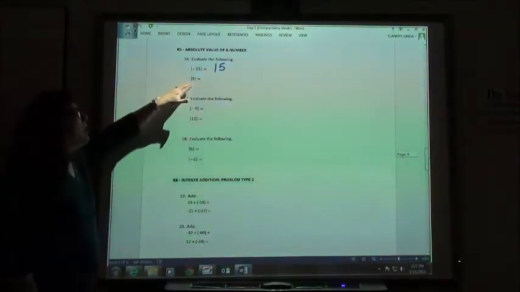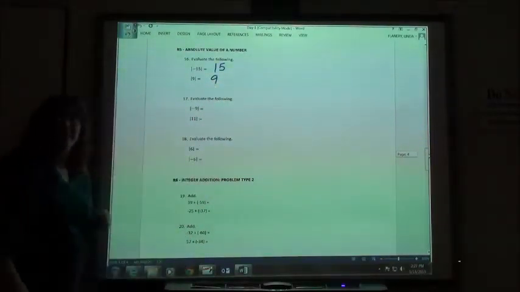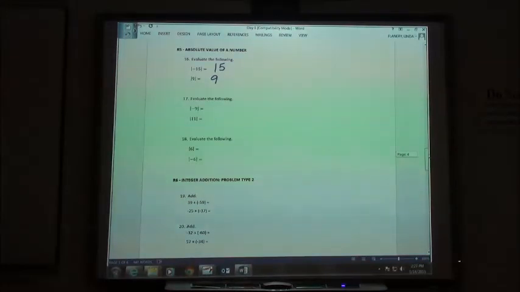Here, if I said, well, how far is 9 from 0? It's just going to be 9. If I count it, it's 9 spaces. So when I do absolute value, it always makes my values positive, unless it's 0. 0 is going to stay 0.